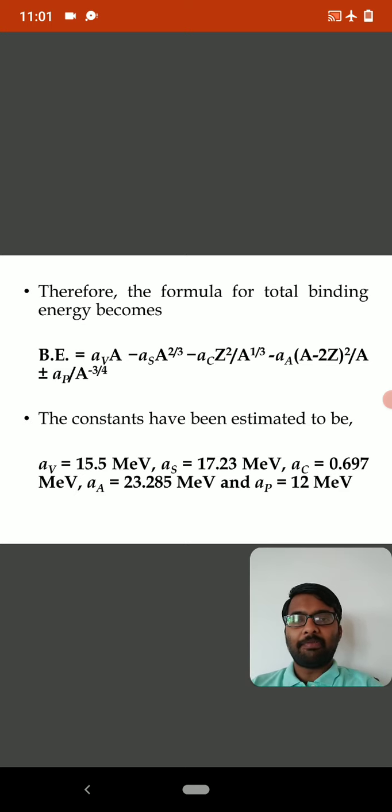Then the constants of these 5 terms have been estimated as: the volume energy constant AV is equal to 15.5 MeV, surface energy constant AS is equal to 17.23 MeV, AC, the Coulomb energy constant, is equal to 0.69 MeV, the asymmetry energy constant AA is 23.285 MeV, and the pairing energy constant AP is equal to 12 MeV. So by substituting all these constants and the mass number and the atomic number, one can easily calculate the binding energy. So this is the semi-empirical mass formula which is used to calculate accurate values of the binding energy.